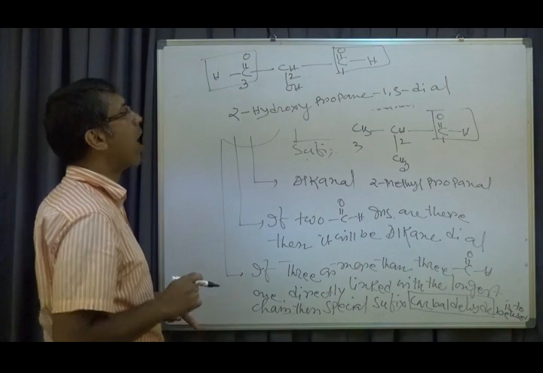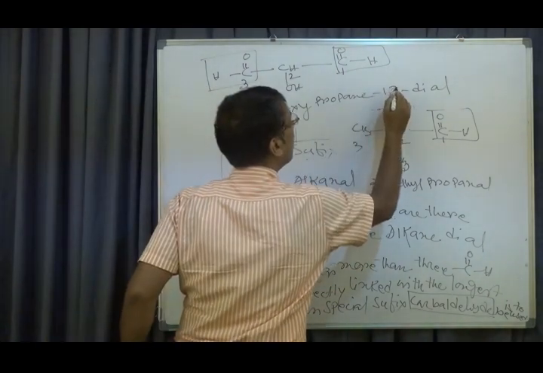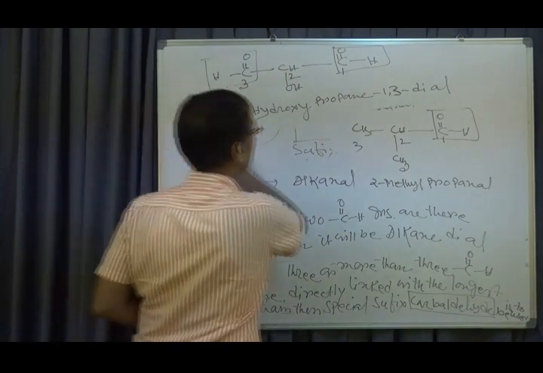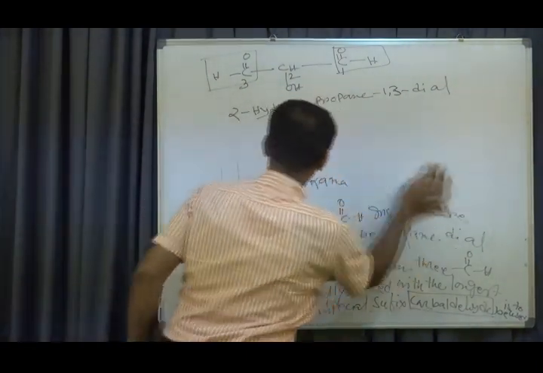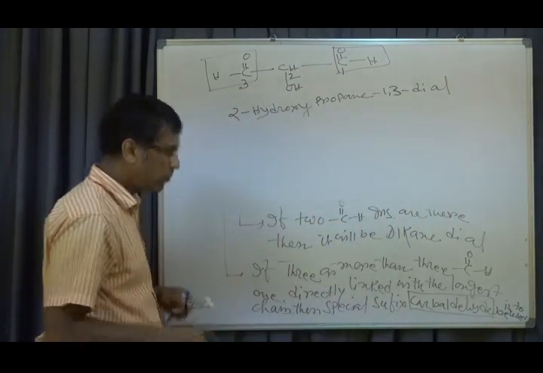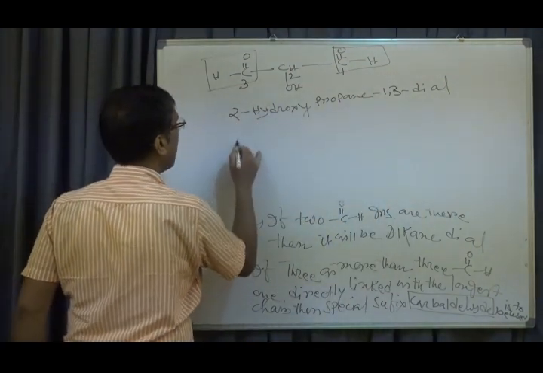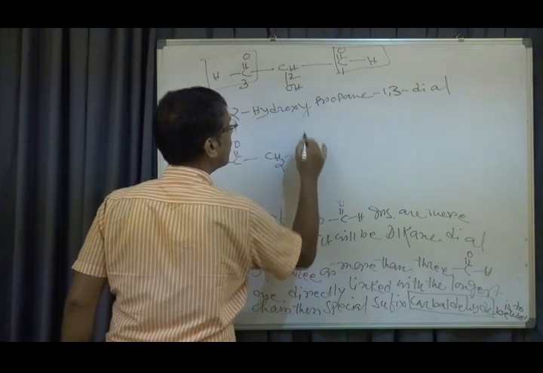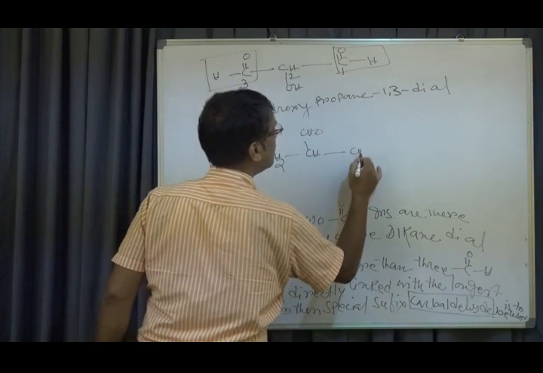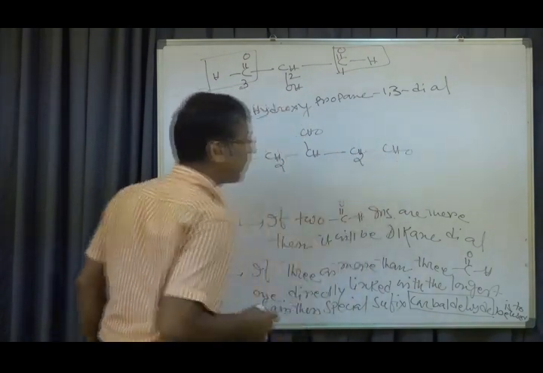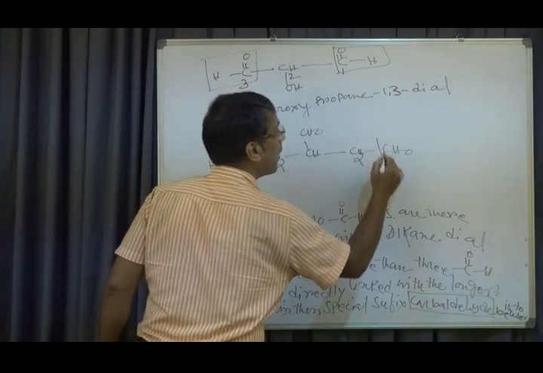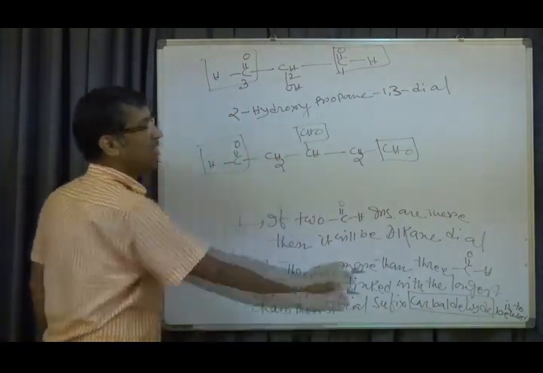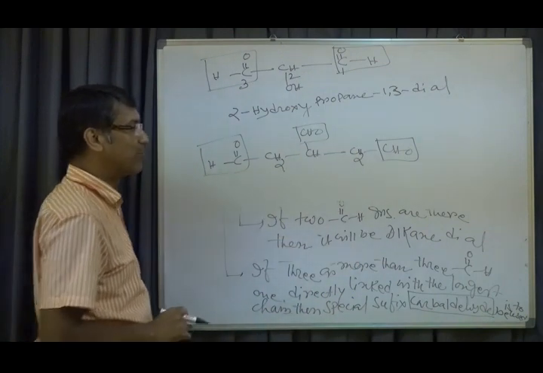1,3-dial. Propane 1,3-dial. And the third rule: CHO, CH2, CH, CHO, CH2, CHO. You see that there are three aldehyde groups directly linked with the longest chain.